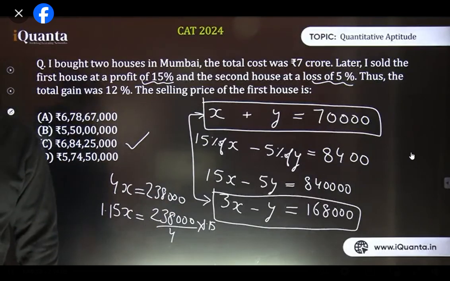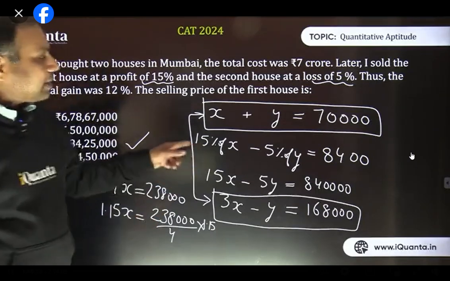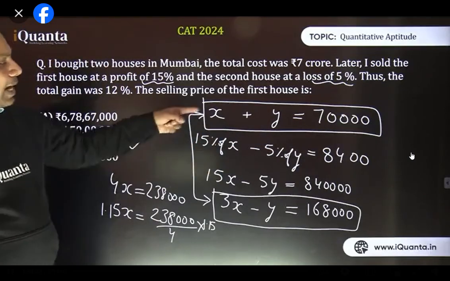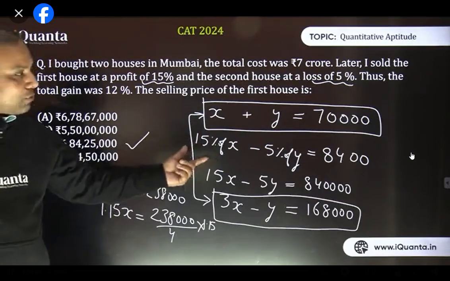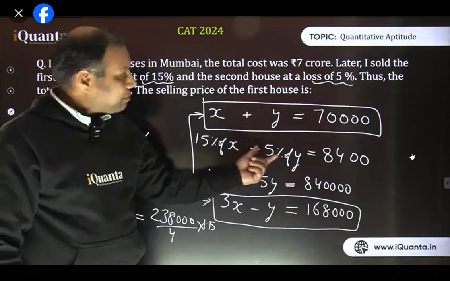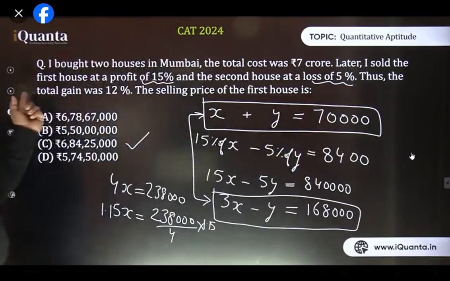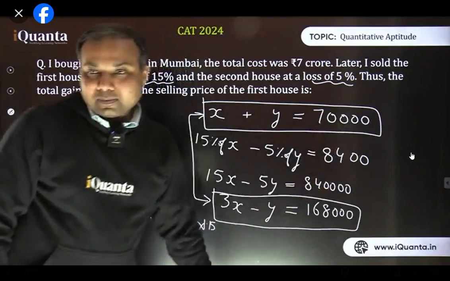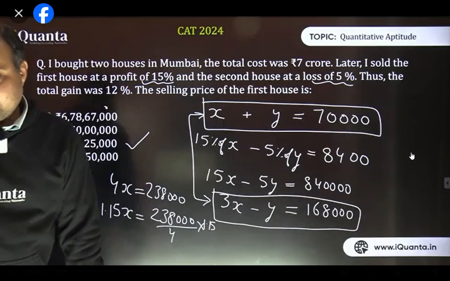Is it fine? Pranay, I have not written the complete selling price here. I have written only the excess amount, the profit or loss value. So here I have got 15% profit, so positive 15% of x. Here I have got a loss of 5%, that makes it minus 5% of y. And overall we have gained 12%. The total gain was 12%. So 12% of this value, that is 8400. Right? How many of you got the idea?